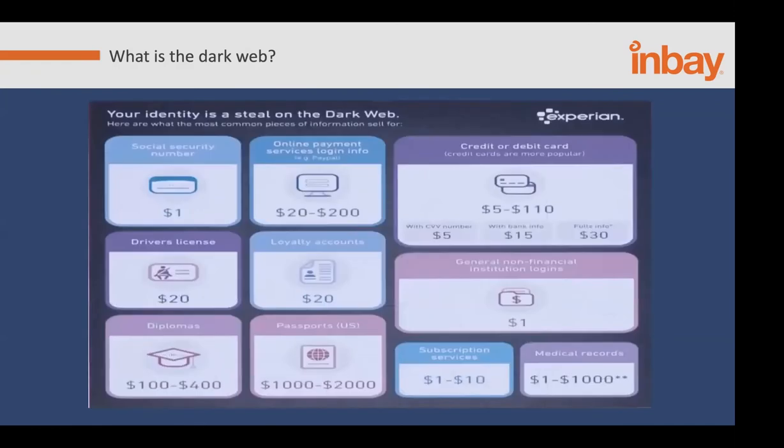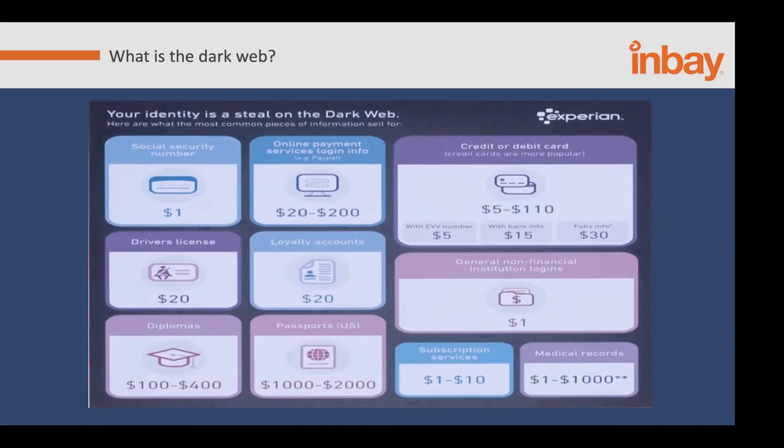And of course, other things are also packaged up as well. Here you've got social security numbers you can buy for $1. Online payment services, that's for people who have these payment services. You can get their credentials and use them for getting access to these services. Driver's license, loyalty cards, passport. Look at that, a US passport for $1,000 to $2,000.